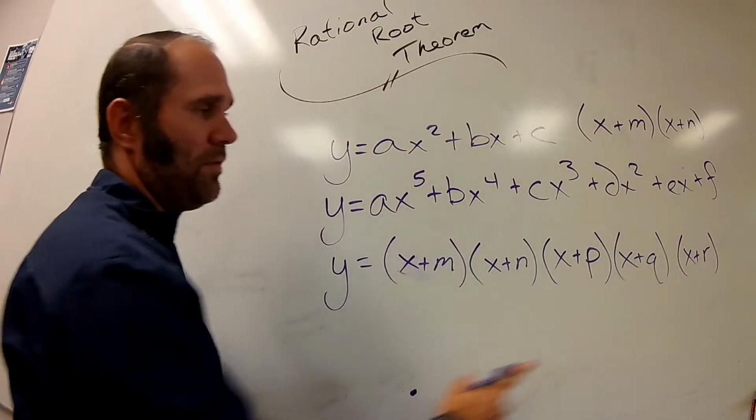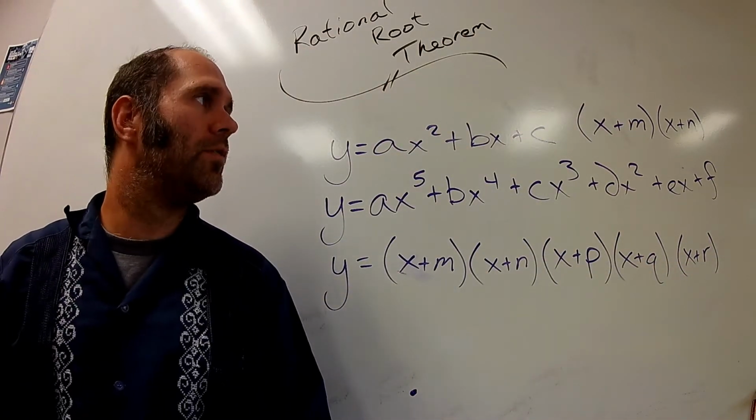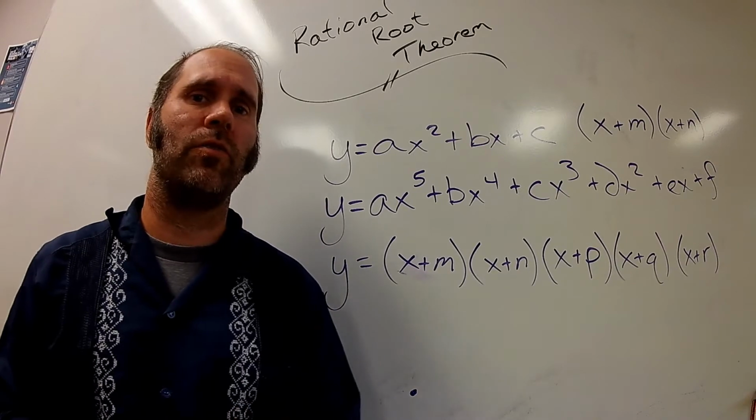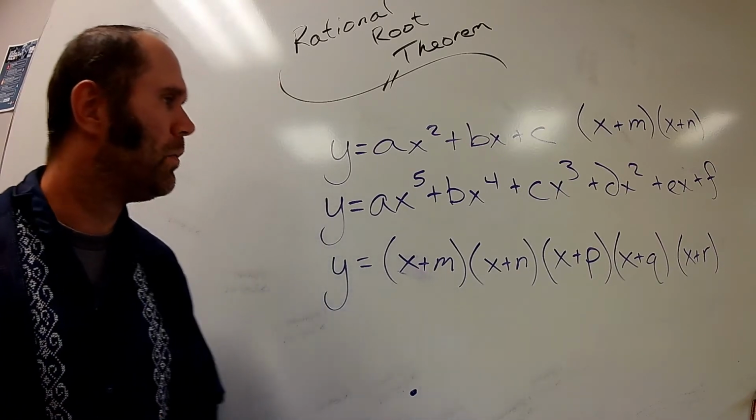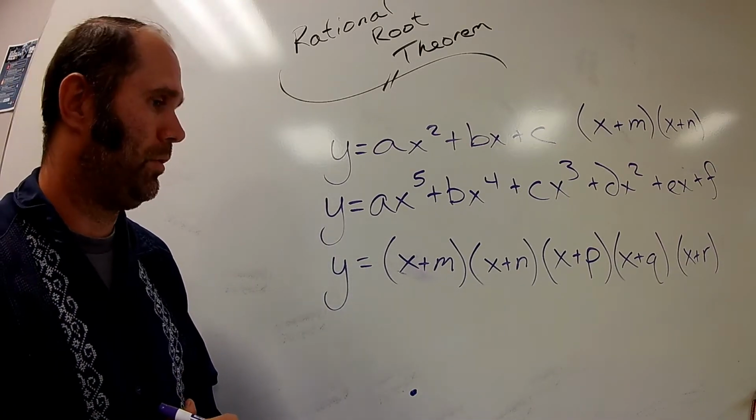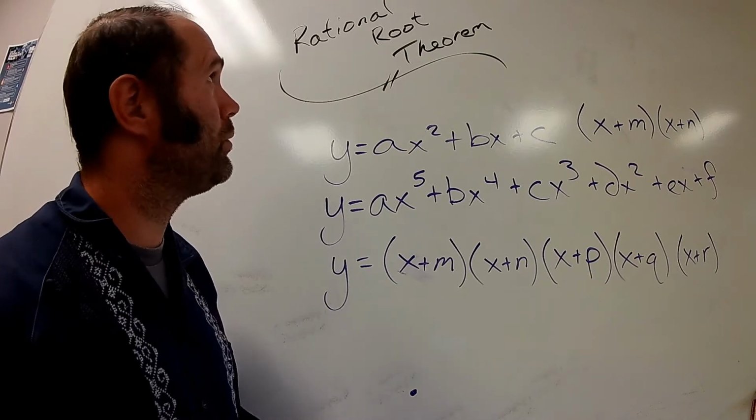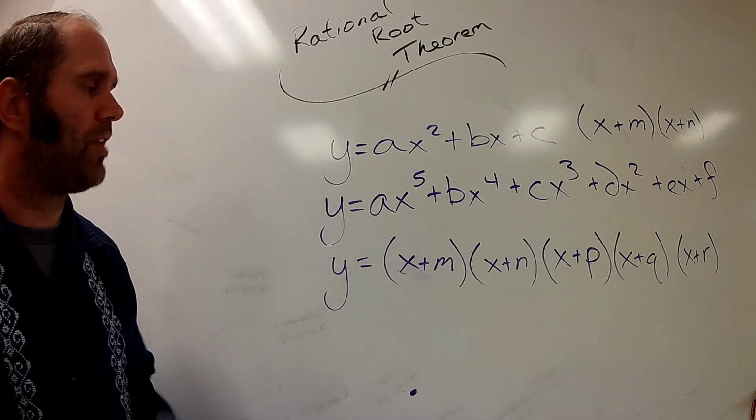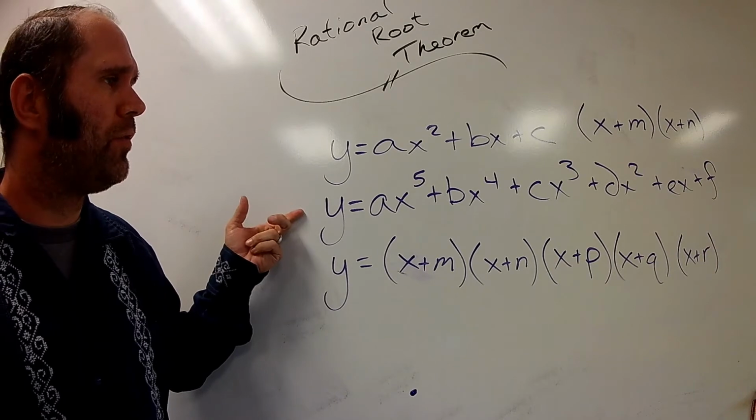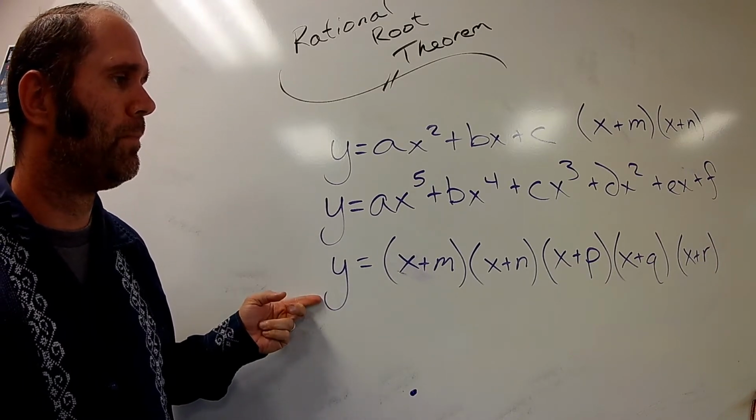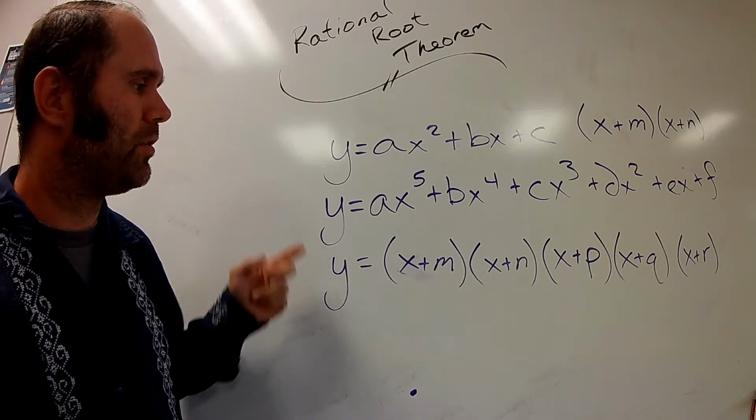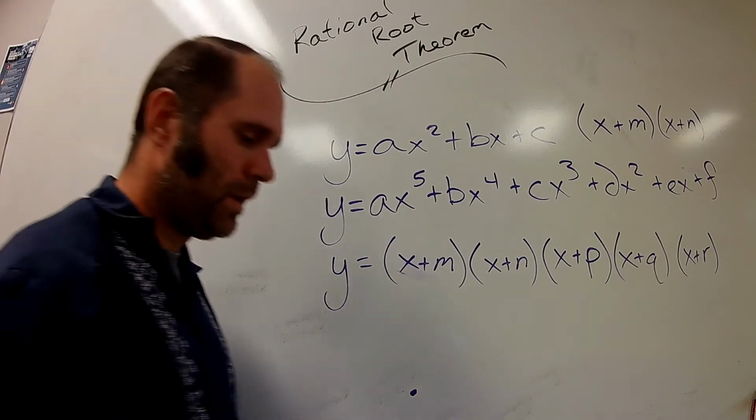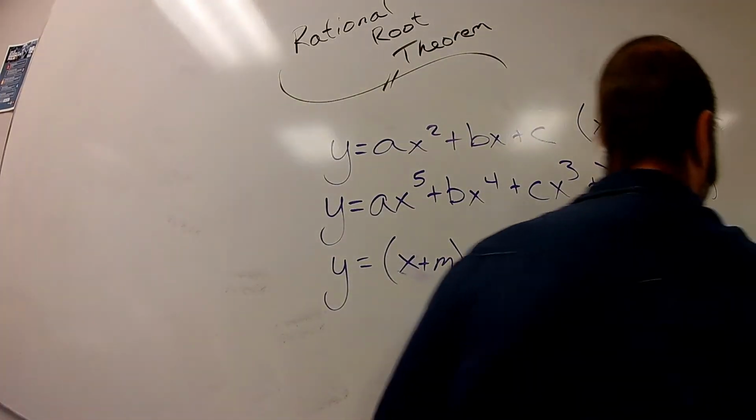Up to 5 factors. And so we want to be able to find these factors, and we want to be able to find them easily without too much trouble. That is what the rational root theorem teaches us, how to convert this form into this form, so from standard to factored form. So we're going to go ahead and look at that.